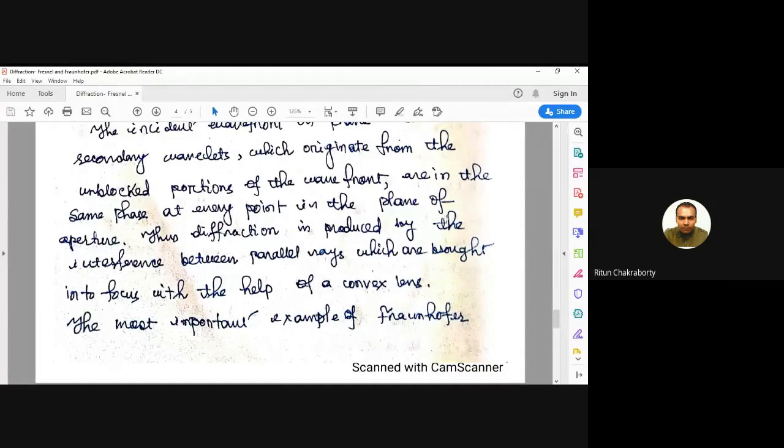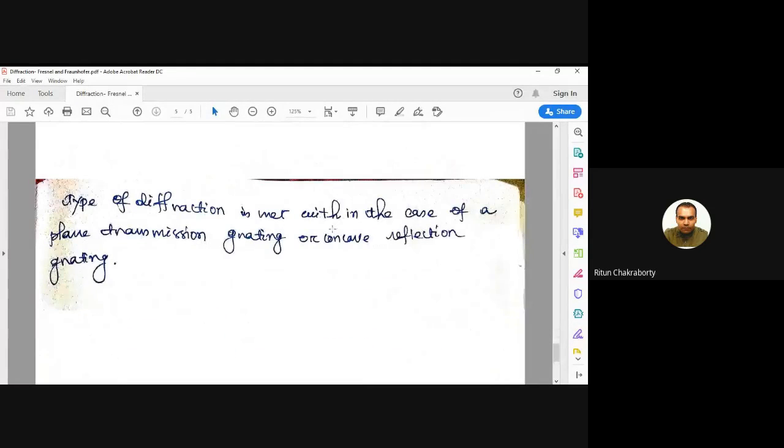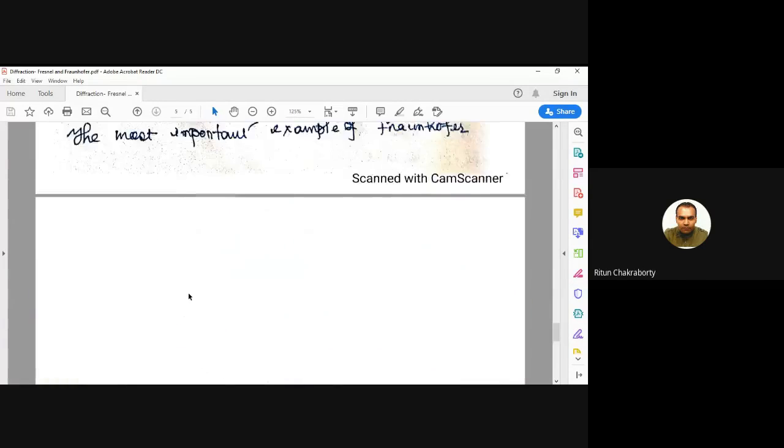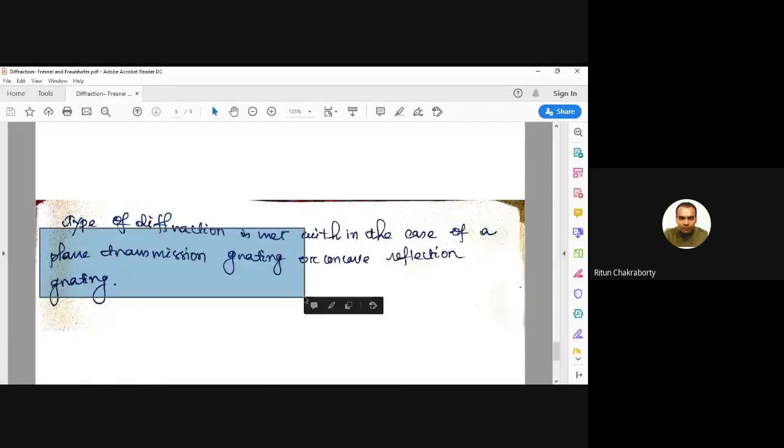The diffraction is produced by interference between parallel rays, which are brought into focus with the help of a convex lens. Okay, I will show you in the figure. The most important example of Fraunhofer type diffraction is made in the case of plane transmission grating or concave reflection grating. So one of the examples of Fraunhofer type of diffraction is plane transmission grating.